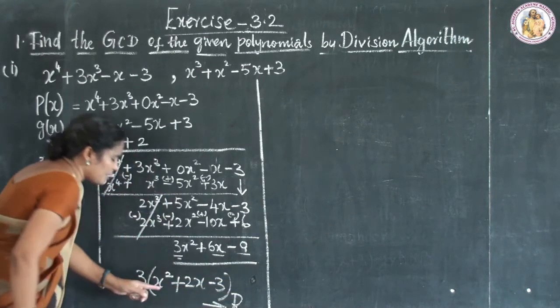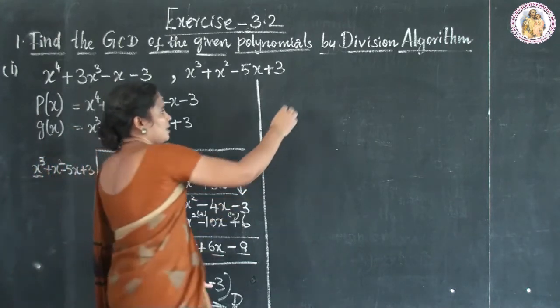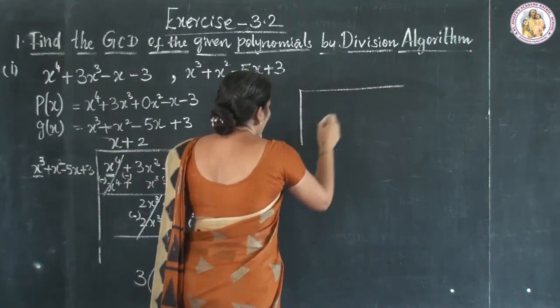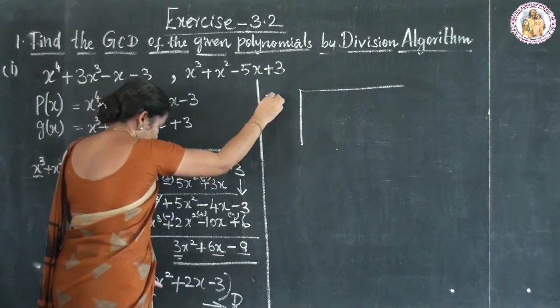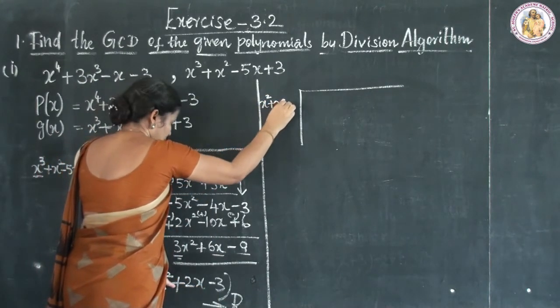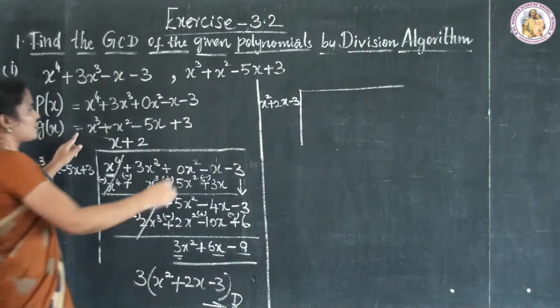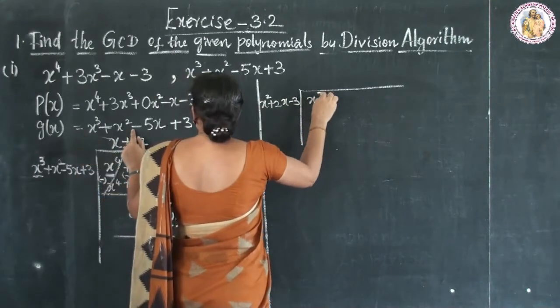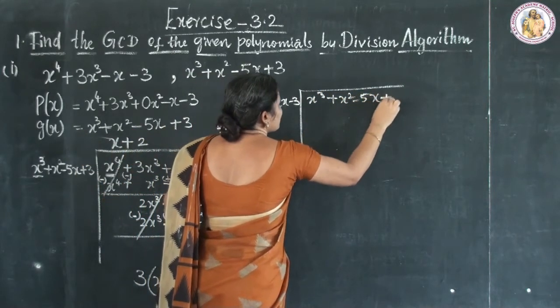And this is the remainder, x square plus 2x minus 3. Now, till you get 0, you have to continue this process. Now write this remainder, x square plus 2x minus 3. Now, again, g of x is x cube plus x square minus 5x plus 3.